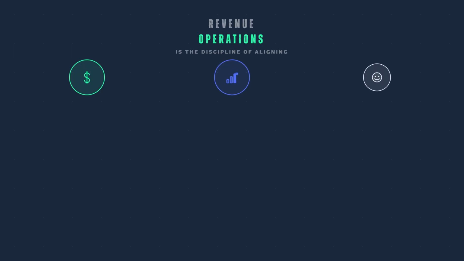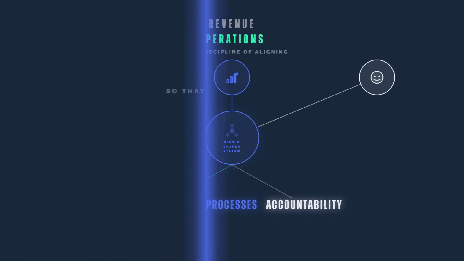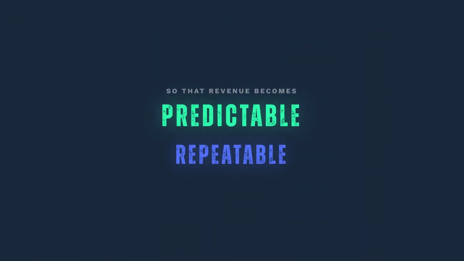Before we get into the stages, I want to make sure we are aligned on what RevOps actually means, because there's a lot of confusion out there. RevOps is not a department. It's not just a CRM admin. It's not a reporting function that sits under finance. Revenue operations is the discipline of aligning your marketing, sales, and customer success functions around a single shared system. Shared data, shared processes, shared accountability, so that revenue becomes predictable and repeatable.